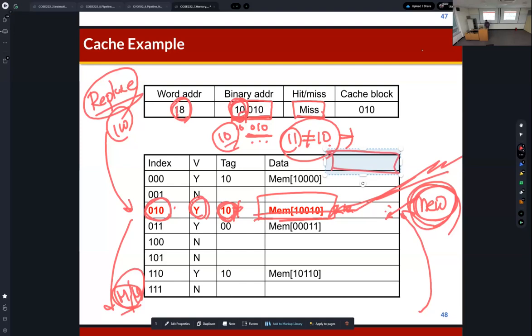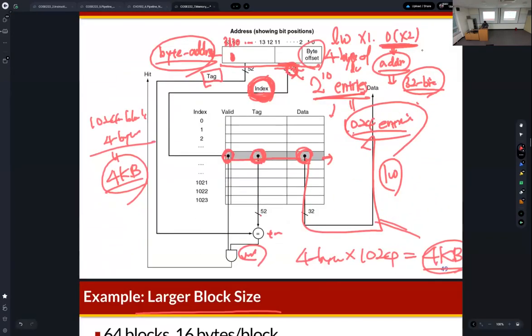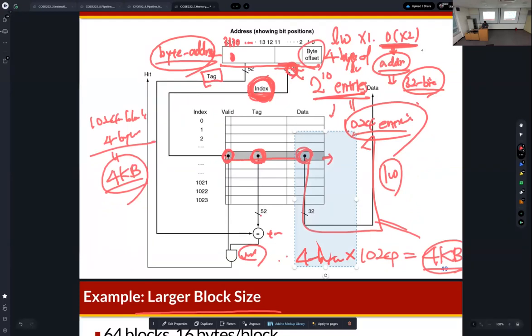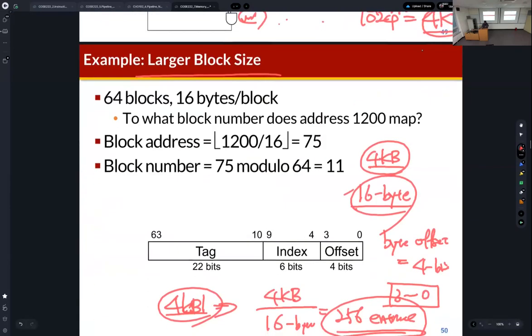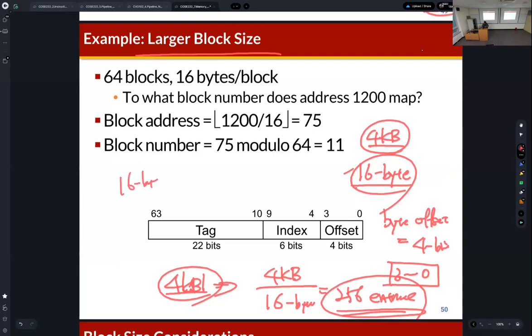So when a miss is encountered in this cache, the cache requests 4 bytes of data. But if we use a 16-byte block in the cache, then if a cache miss happens, 16 bytes of data are requested from the main memory. Okay, so this is different.